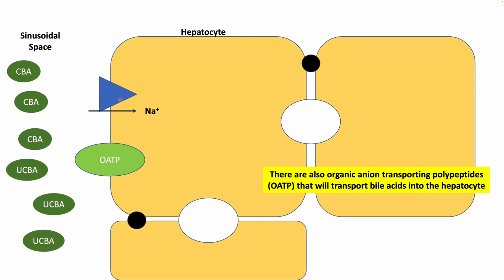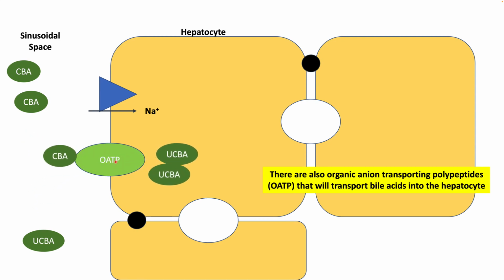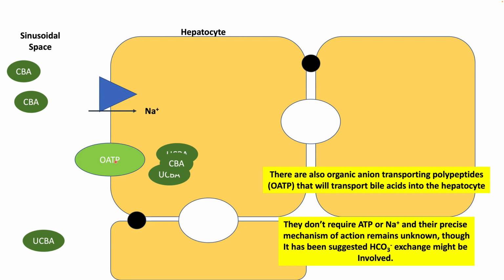There's also an organic anion transporting polypeptide, OATP, that will transport bile acids into the hepatocyte. You can see unconjugated moving in, and as well as that, it will also move conjugated bile acids in. These don't require sodium co-transport and don't seem to require ATP, and their precise mechanism, we're still trying to work out what's going on here.